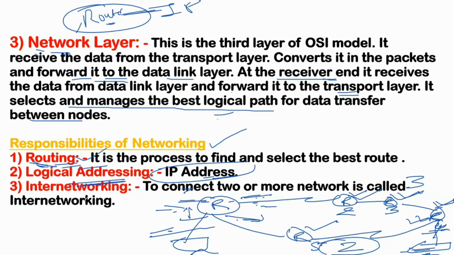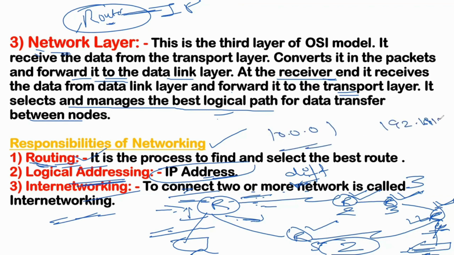Third is internetworking. Internetworking means to connect two or more different networks. By router, we can connect two or more different networks. Suppose you have one network 10.0.0.1, and the second is 192.168.10.something. So both networks are different networks.